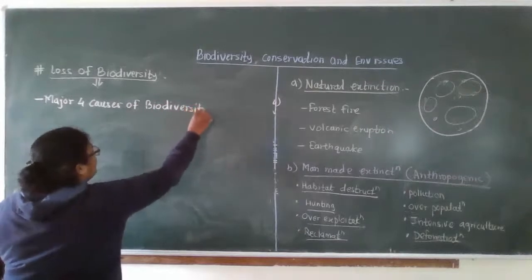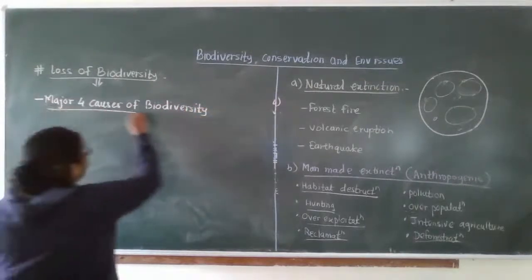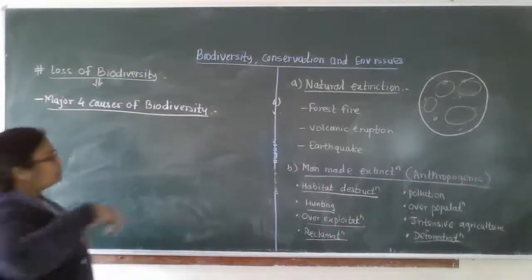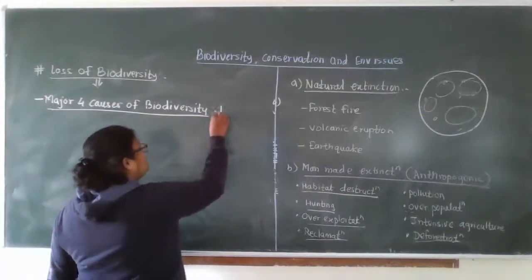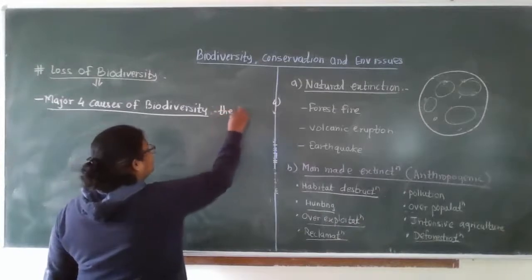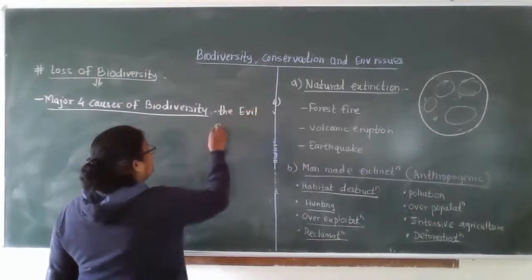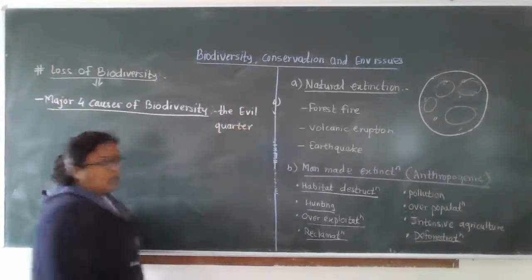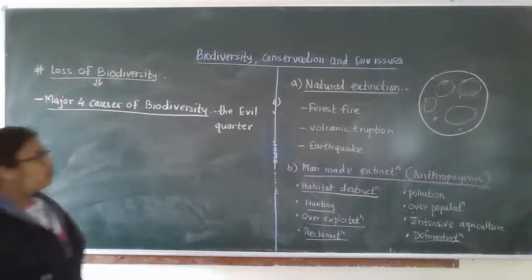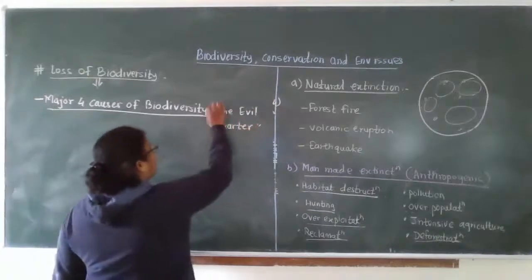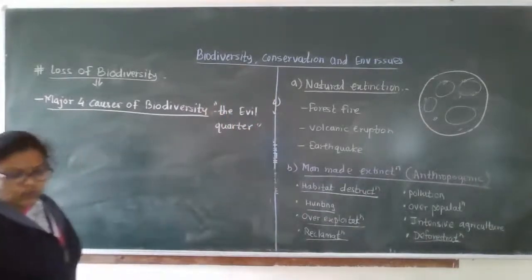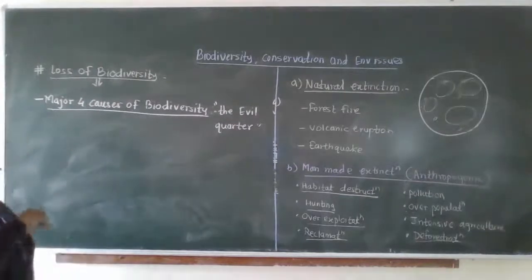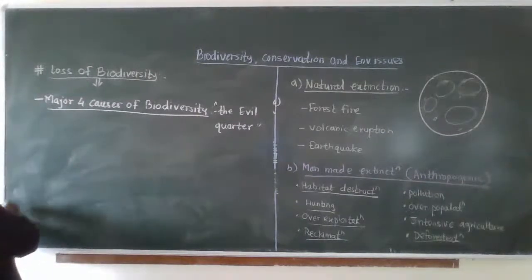This can be asked as a 3-mark question. It is also called the evil quartet. So, which are they? The first one is habitat loss and fragmentation.